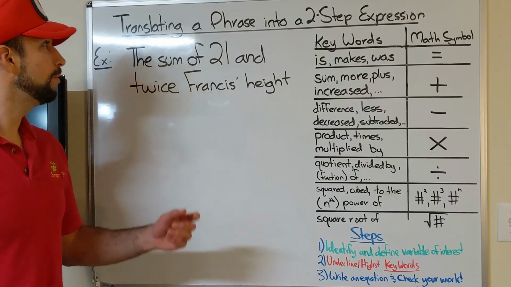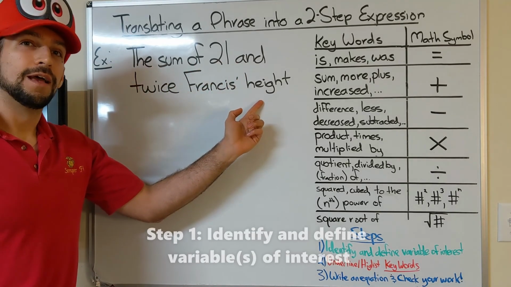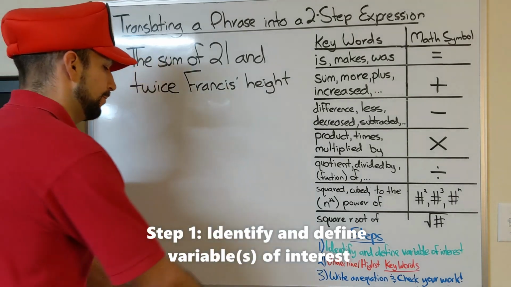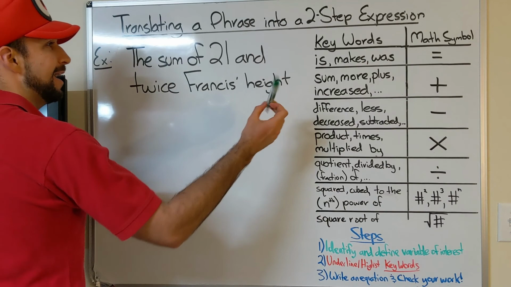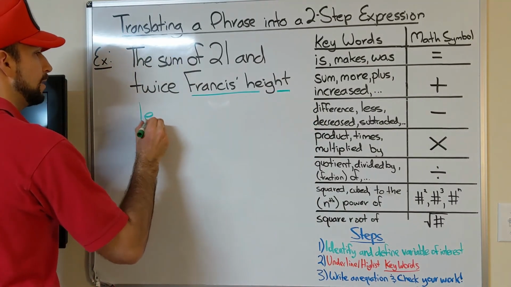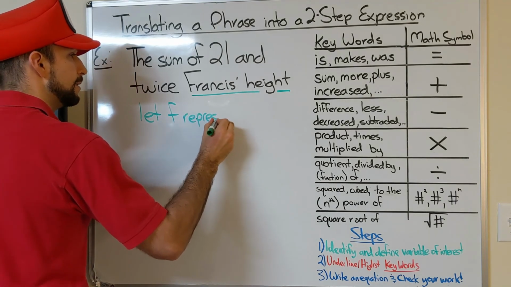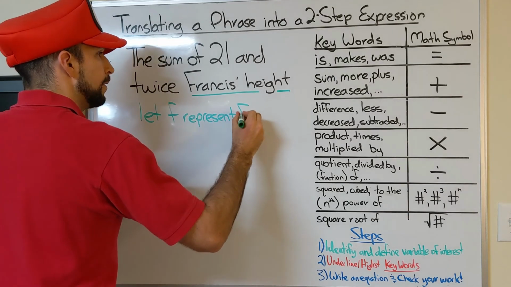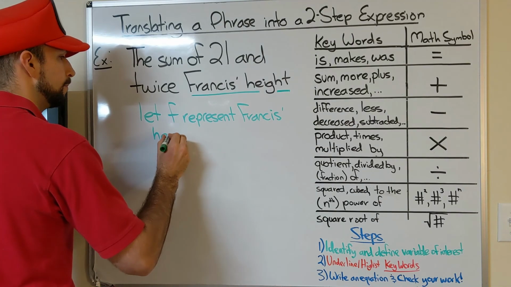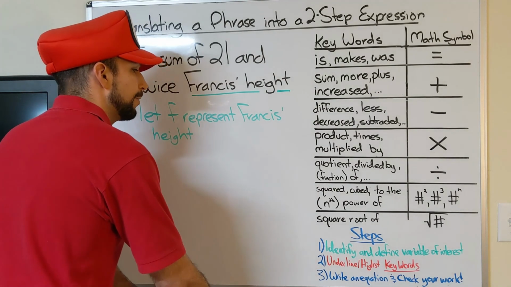Now in this example, we're going to be finding the sum of 21 and twice Francis's height. Again, we haven't had the variables defined for us, so let's first identify and define that variable. Francis's height is not given to us. This is the unknown. So let's let f represent Francis's height. So we've defined our variables.